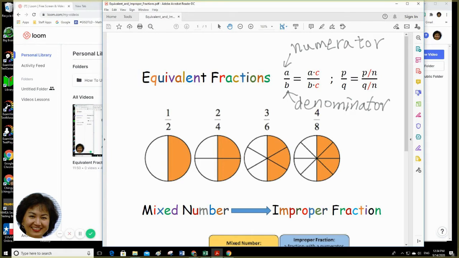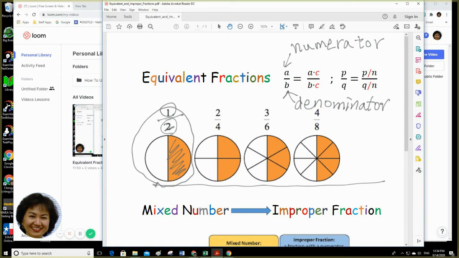These are all equivalent fractions. You can see from this picture, it is like a same size pizza. The amount you eat is the same, but these pizzas are cut in different ways. First one is only cut into 2 equal parts. And you eat one of these 2 parts. So it is 1/2.